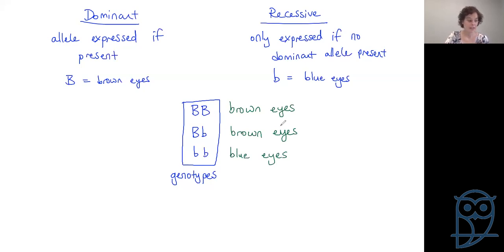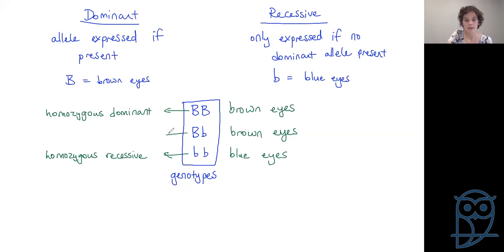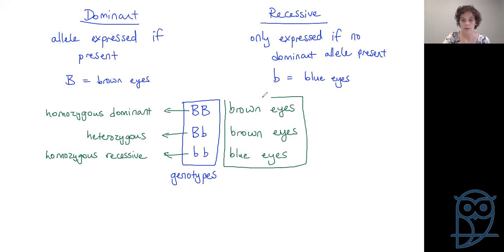So let's have a link back to this with our homozygous and heterozygous. Here we have homozygous dominant. Here we have homozygous recessive, and here we have heterozygous. We have different alleles, one dominant and one recessive. So here we have our phenotypes.